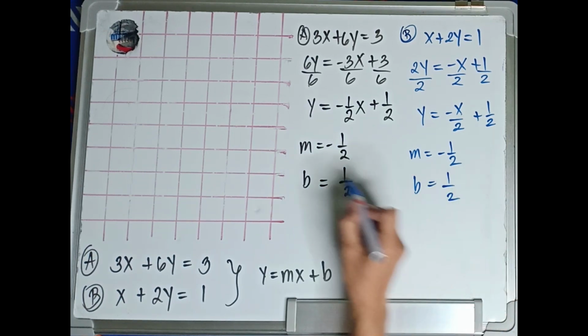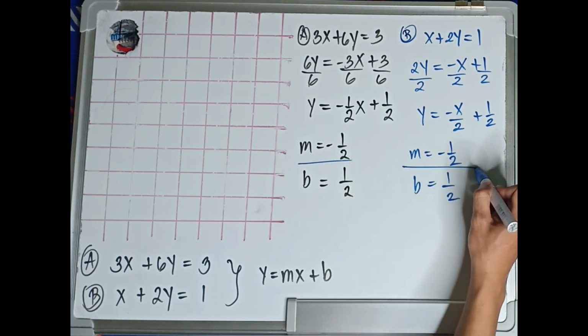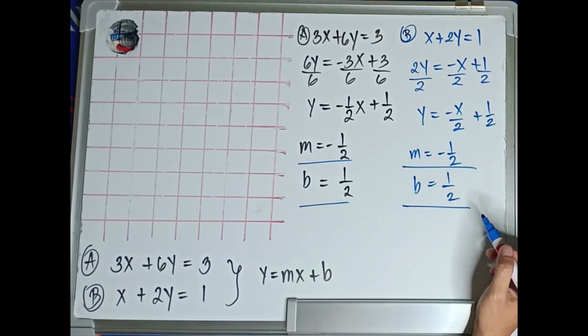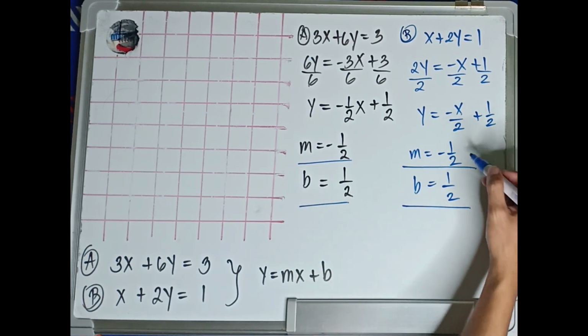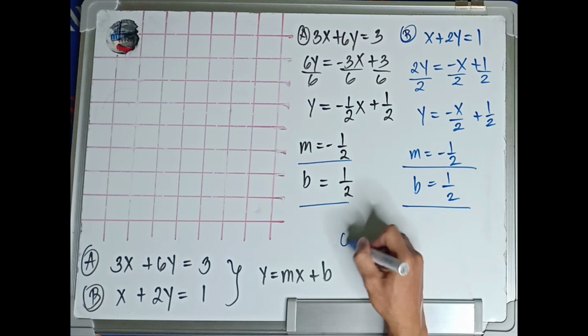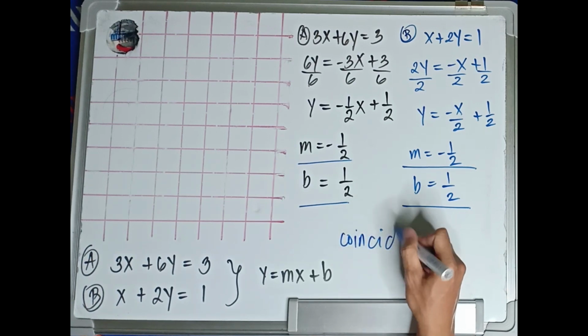If you notice, our slopes are the same. Our y-intercepts are also the same. If the slope and y-intercept are the same, the graph of the equations will be coinciding lines.